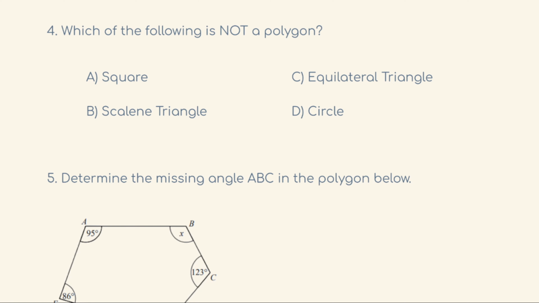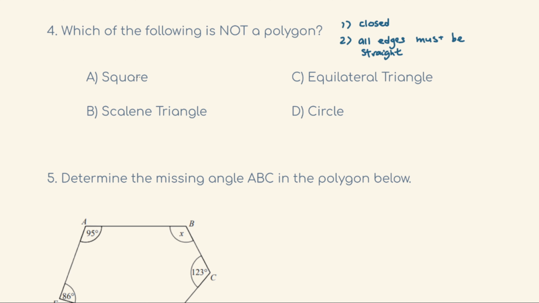So which of the following is not a polygon? Now remember, polygons are 2D shapes, but there are 2 main properties. One of them is that they have to be closed shapes, and the second one is that all the edges must be straight. It has to be made of all straight edges.